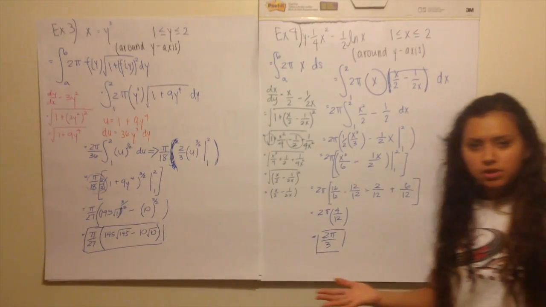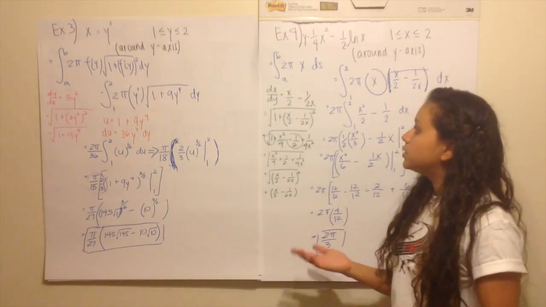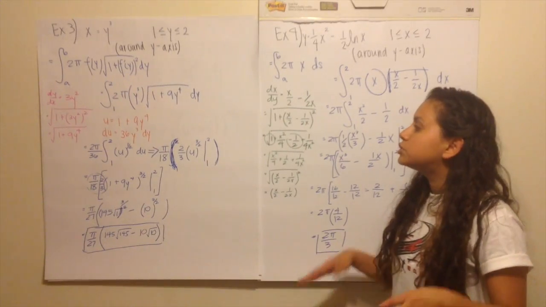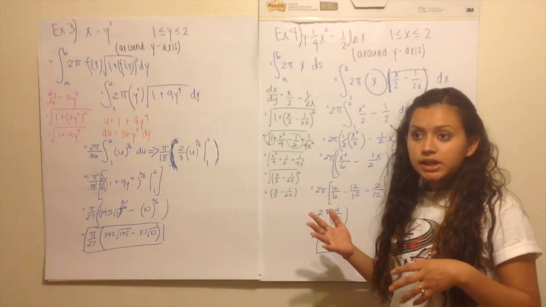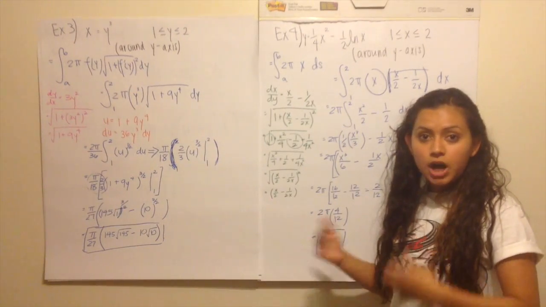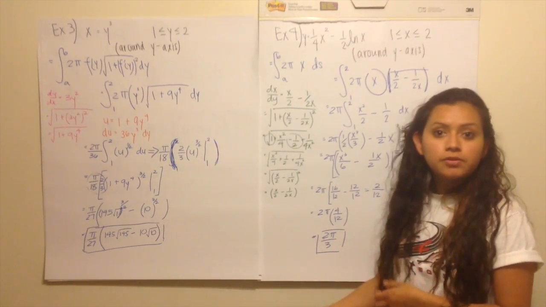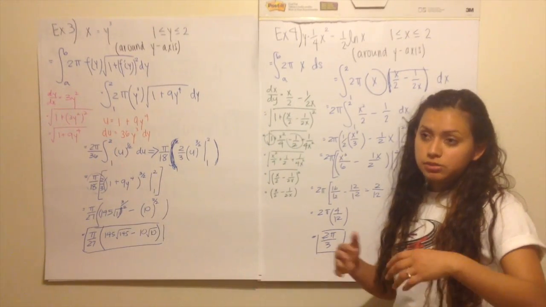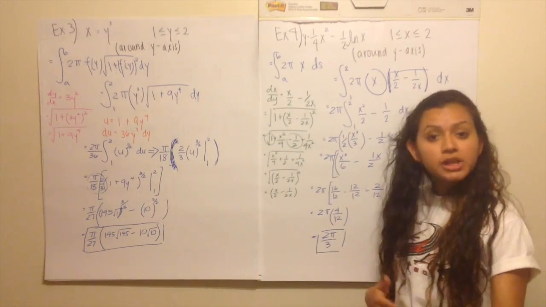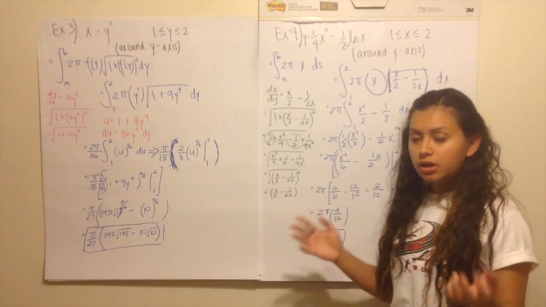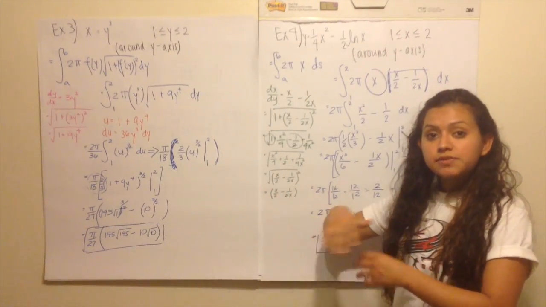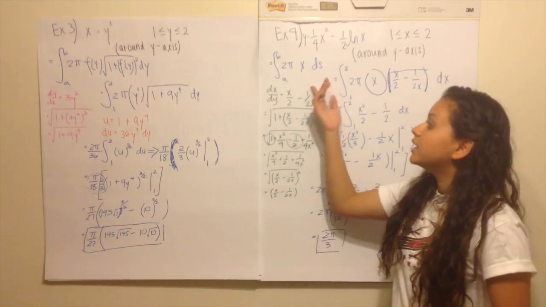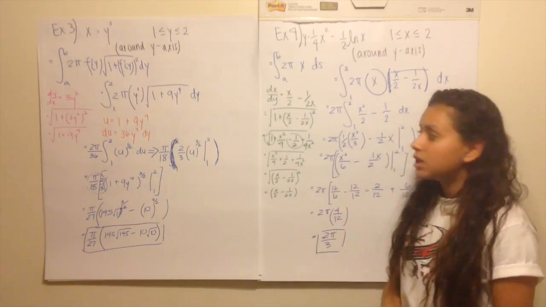So it does get confusing when to use each formula. But my advice is that you first look at the function. Is it in terms of the opposite variable? So if they're asking you to revolve around the x-axis, is the function in terms of x or in terms of y? If you know that it's in terms of x, then you use what I like to call the original formula. If it's the opposite, if the function is in terms of y, then you use the alternative formula. And the same thing with the y-axis.